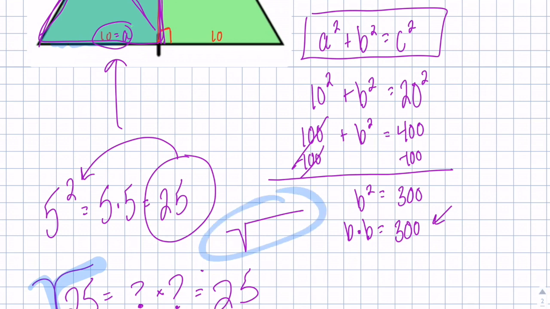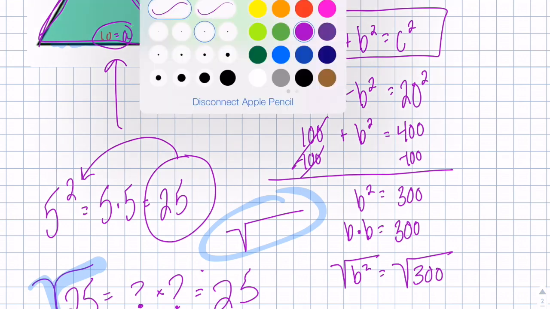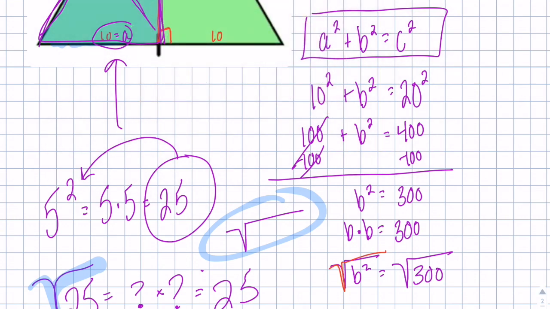So what we need to do in our algebraic equation here is find the square root of 300. If we write our symbol, the square root of b squared, and the square root of 300. Remember, when it comes to algebra, as long as you do the same thing to both sides, you can do whatever you want. So I took the square root of both sides of my equation. The square root of b squared is b. That's how we're defining a square root.